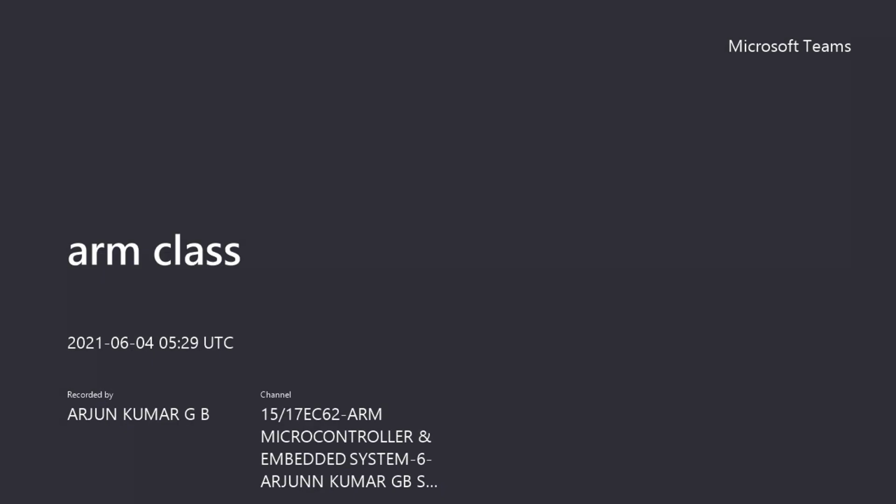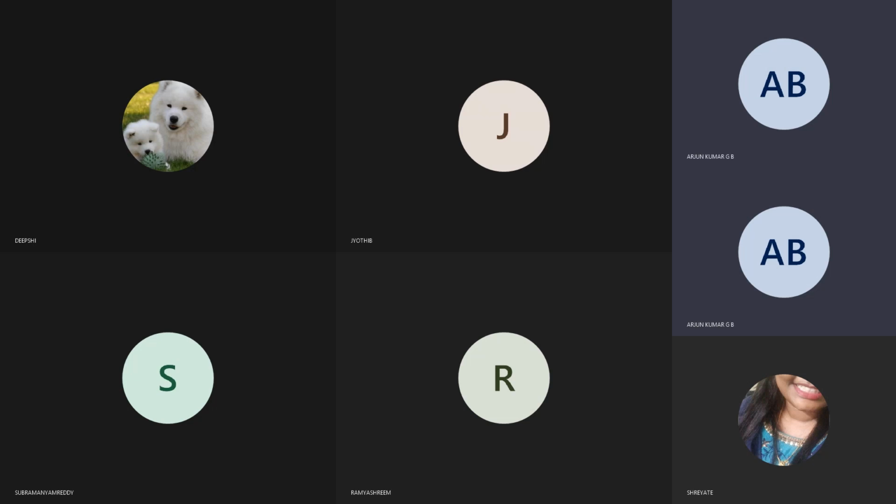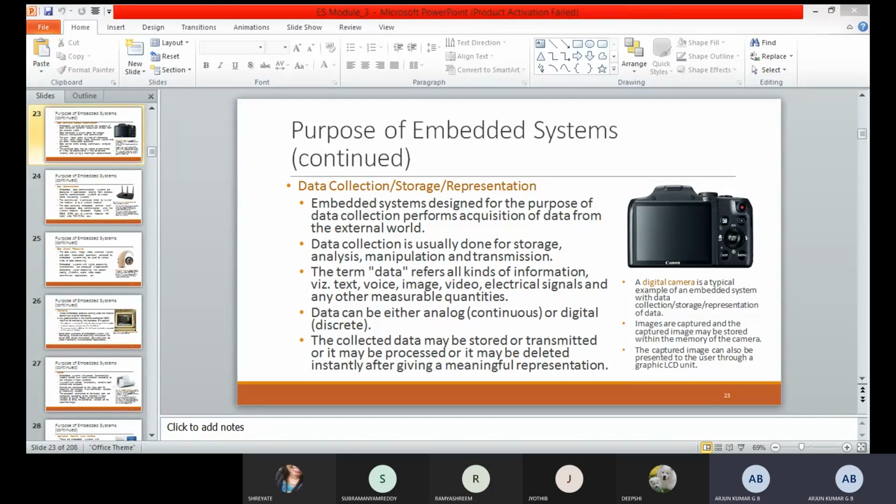We'll start the session. In the previous classes, we discussed the classification. In the classification, we have four different criteria. Based on the criteria, we can classify the embedded system based on the generation, based on the performance, based on the behavior, and based on the triggering.